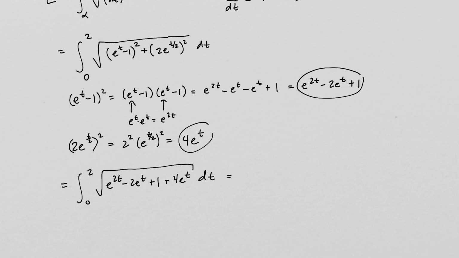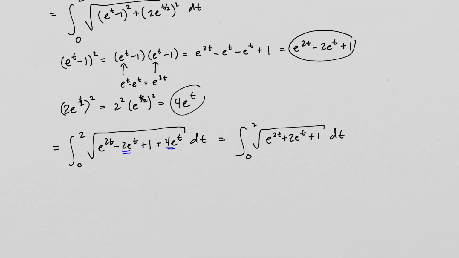And what we can do here, of course, is combine. Negative 2e to the t plus 4e to the t is positive 2e to the t. And then from here, this is not a very intuitive part, but I want to show you that this came from squaring this.